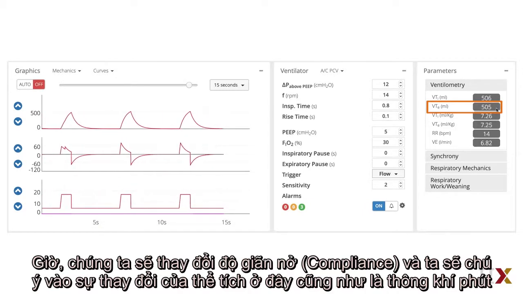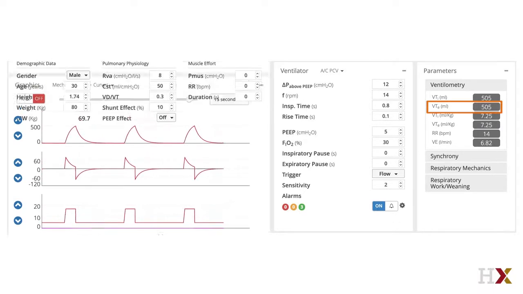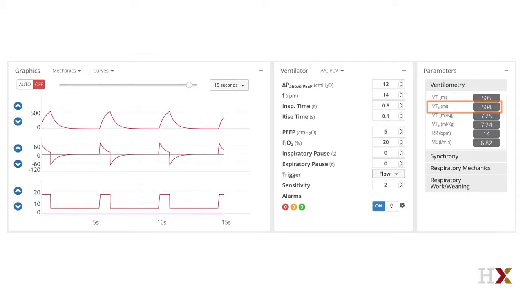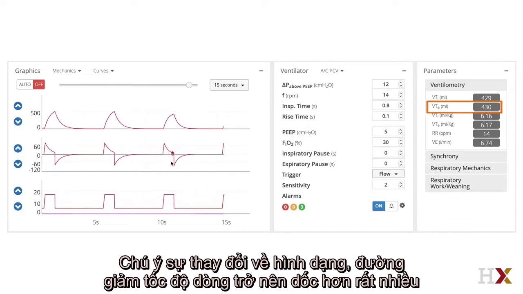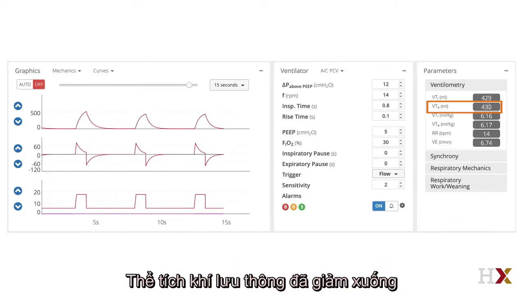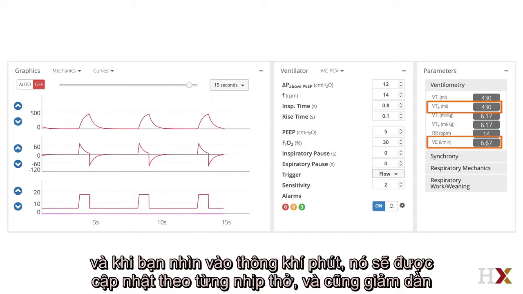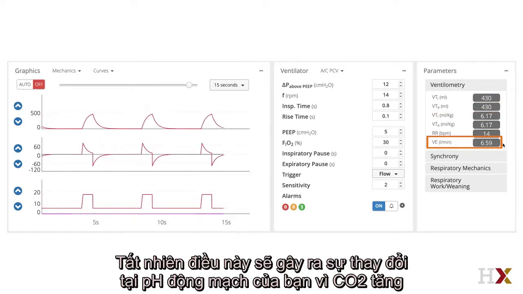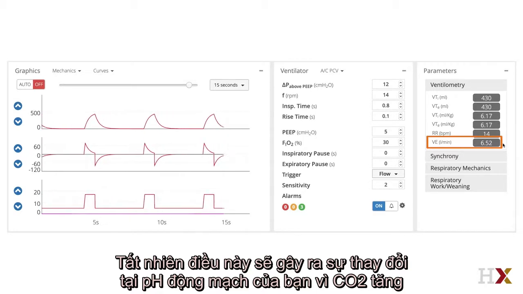Now we'll change the compliance and we'll pay attention to the volume changing here, but also the minute ventilation. Let's watch the volume as the compliance changes. Notice the shape change. It becomes much more rapidly decelerating. The tidal volume has dropped, and as you watch the minute ventilation, it will update breath by breath and become lower. This, of course, would cause a change in your arterial pH as CO2 rises.